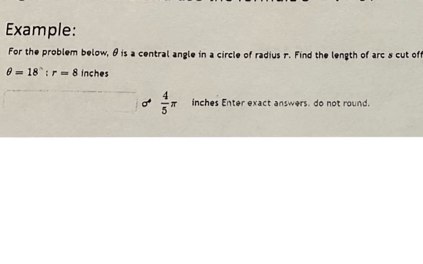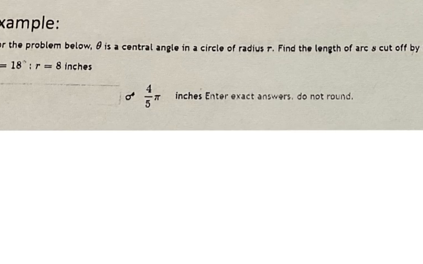For the problem below, theta is a central angle in the circle of radius r. Find the length of the arc cut off by theta. So this time the theta they give me is in degrees. Degrees are dead to me. I can't use degrees in that formula. It has to be radians. So the first thing I'm going to do is convert degrees to radians and then plug into the formula r times theta, where theta is in radians. So do we remember how to convert from degrees to radians? We spent a little bit of time doing that.